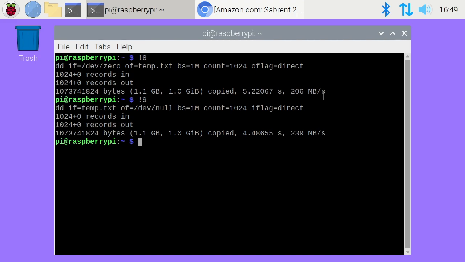But you see here the write speed is 206 megabytes per second and the read speed is 240 megabytes per second. So if you remember on the USB flash drive, the thumb drive from the other video, I got 50 megabytes per second write and I got 185 megabytes per second read. So this is 4 times faster writes and quite a bit faster reads also.